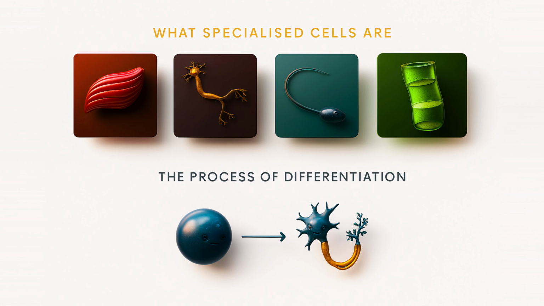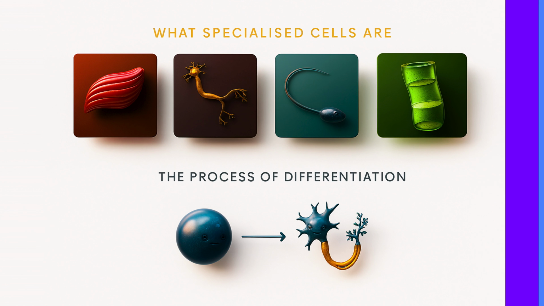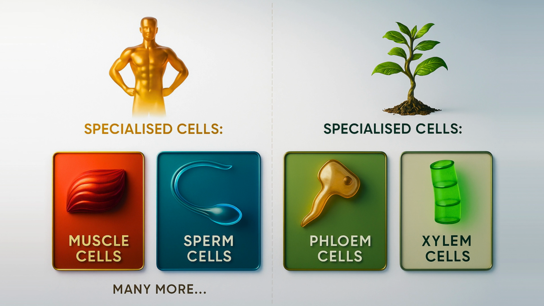In today's video, we're going to explore two very important concepts in biology. First, we will understand what specialized cells are, and second, we will learn how these cells become specialized through a process called differentiation.